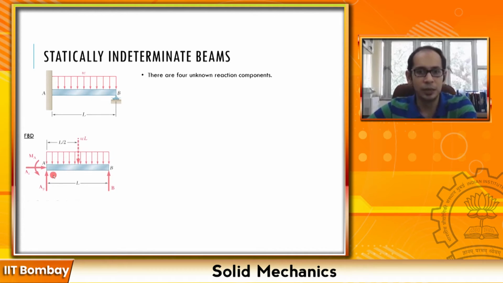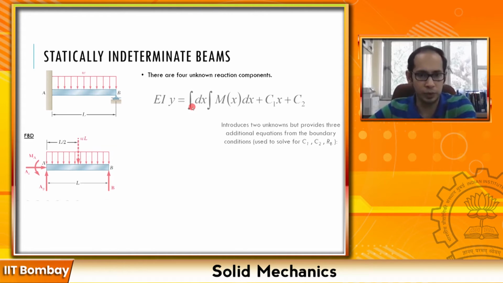So these are the reaction components. You have this vertical reaction, this vertical reaction, and this moment. Also, it says four unknown reactions, since you have the horizontal reaction, but that is 0 in this case because you have no other forces in the x direction. So eventually you have three unknown reactions, but two equations of equilibrium.